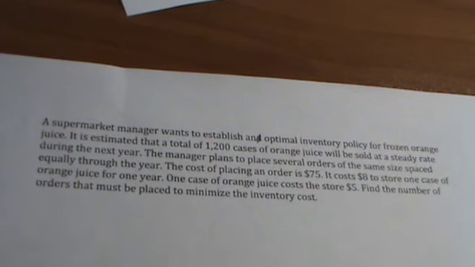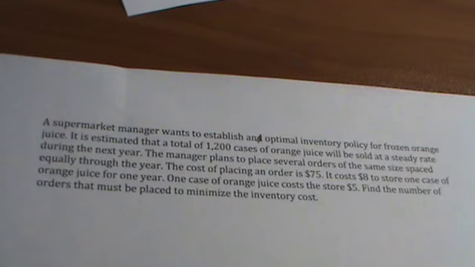Okay, so this is an inventory cost problem. I'm going to read it to you briefly. A supermarket manager wants to establish an optimal inventory policy for frozen orange juice. It's established that a total of 1,200 cases of orange juice will be sold at a steady rate during the next year. The manager plans to place several orders of the same size spaced equally through the year.